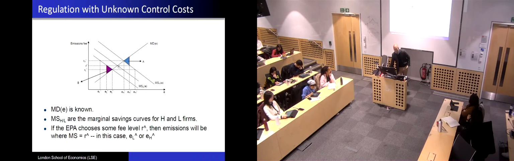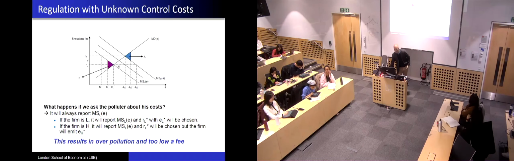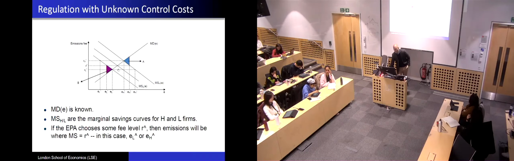Now, what's going to happen if this is the case? Let's look at each type of firm. Well, it's the same firm, but let's see what happens in the different scenarios. So let's say that it turns out that this is a high cost polluter firm. Again, it's very costly for them to abate. So what would have happened?